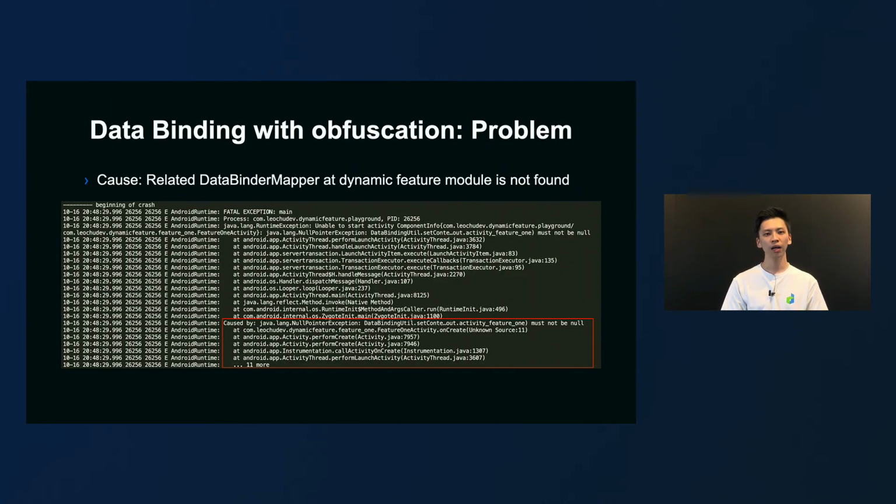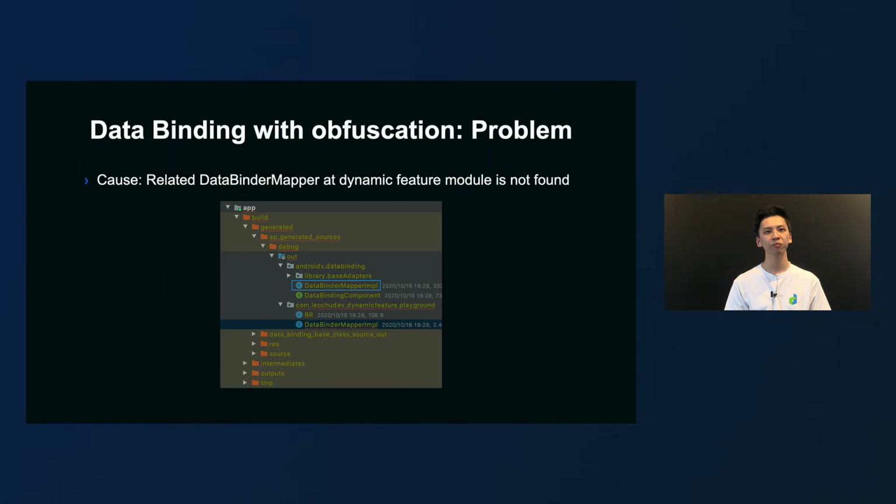While applying data binding to the dynamic feature module, sometimes you'll get a weird null pointer exception if you have an obfuscation-enabled build APK. So we dug deeper into the auto-generated classes by the data binding library. Inside the app module, we found that the root cause is from this DataBinderMapperImpl class.